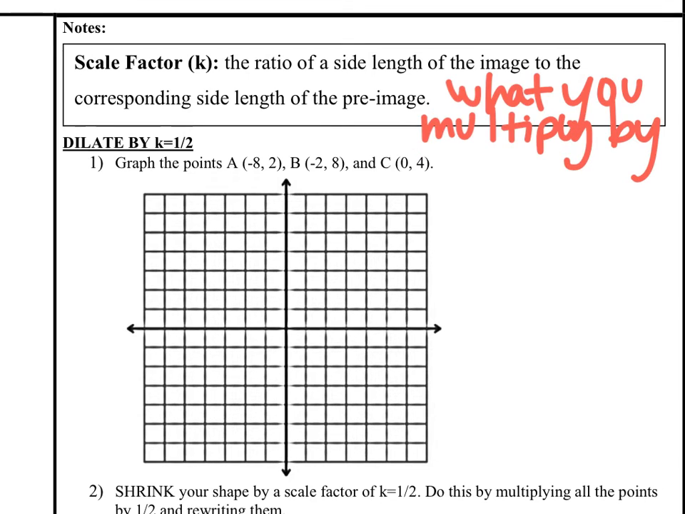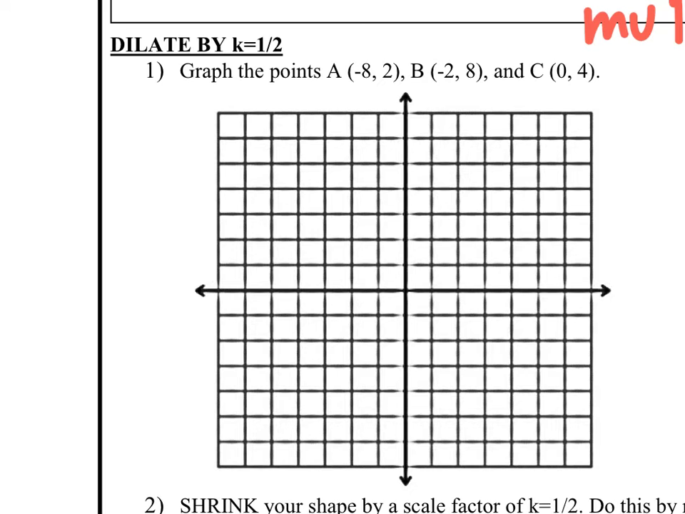These points. A is -8, 2. That goes left 8 and up 2. So left 8, remember we always start at the origin. 1, 2, 3, 4, 5. I'll use this. Only 7. Yeah, I know. 2, 3, 4, 5, 6, 7, 8, and up 2. So it's going to end up right here.